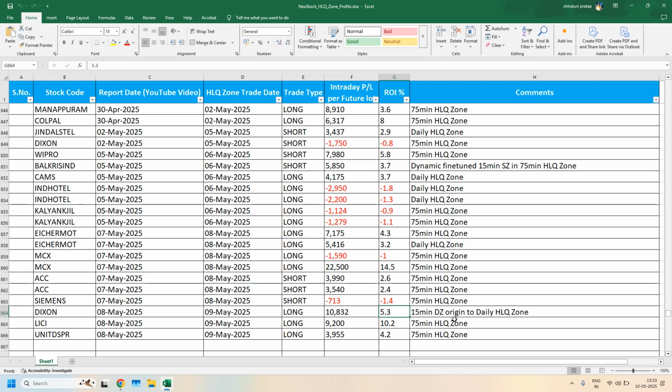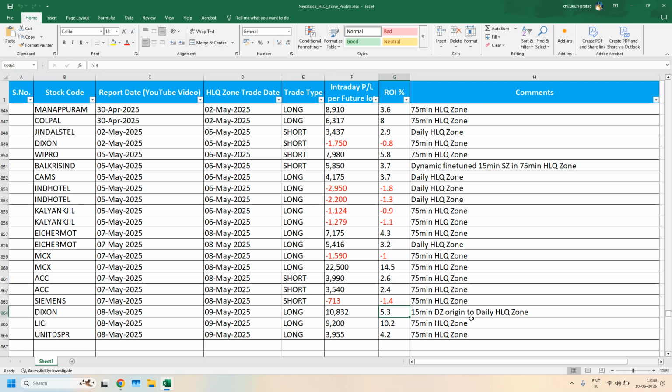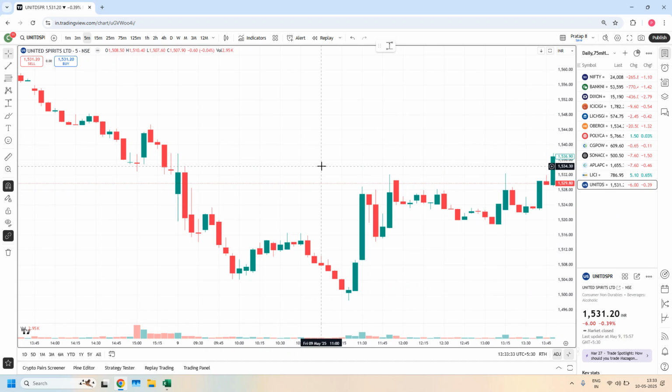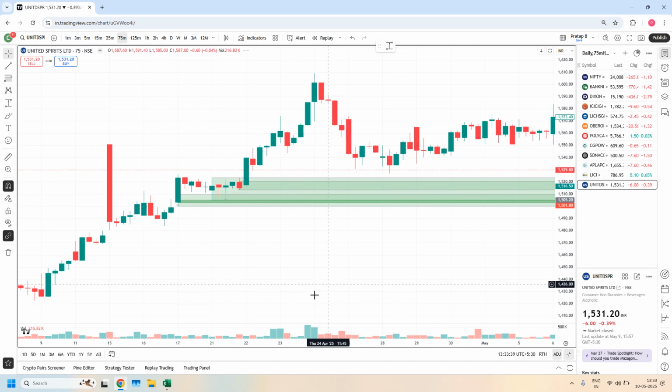This is the trade, the 15 minutes demand zone horizon. In that 15 minutes we have a fine-tuned 5-minute zone. And the next one is United Spirits. This is a 75 minutes high liquidity demand zone.